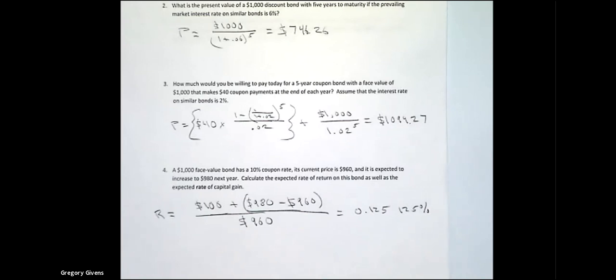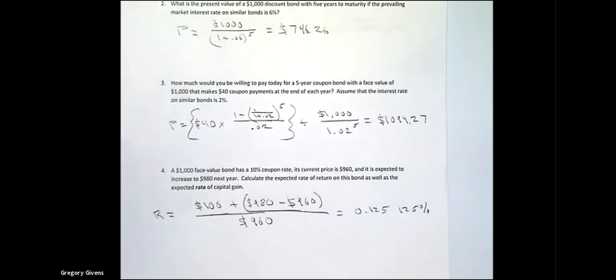What's the expected rate of capital gain? How do we get that? I don't really need to ask that, but that's just $20 divided by 960, which is 2.1%, something like that. Okay, questions about that one?